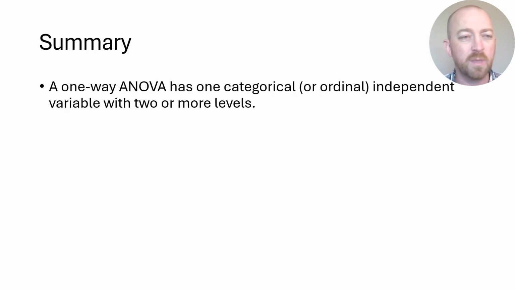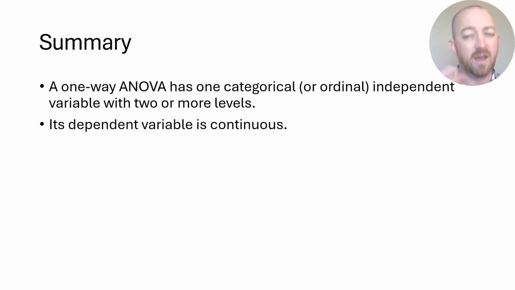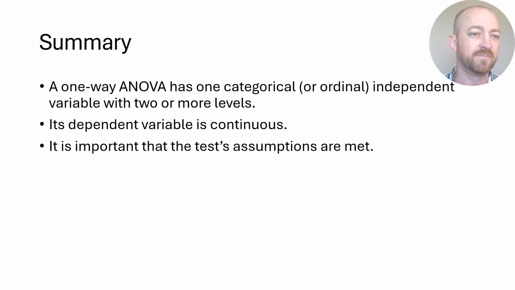All right, let's summarize what we covered in this particular video. A one-way ANOVA has one categorical independent variable with 2 or more levels, and the dependent variable is continuous. Now, as I said, there are some caveats there. You can sometimes switch that around. And the independent variable could have far more than just 2 levels as well, as I've said. They could be ordinal as well. And it's important that we're aware of these assumptions and we clearly state our hypotheses, our null and alternative hypotheses, before we carry out a test.